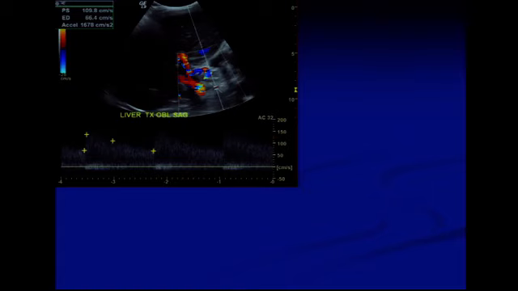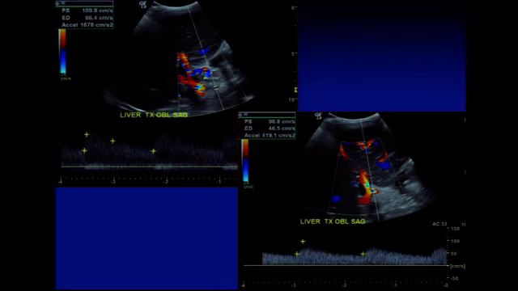Here's an example of a good normal waveform from a transplant hepatic artery, peak systolic velocities in the range of 50 to 100. And when we look at the transplant liver, there's a different waveform. This is now distal to the anastomosis. We're seeing tardus parvus.